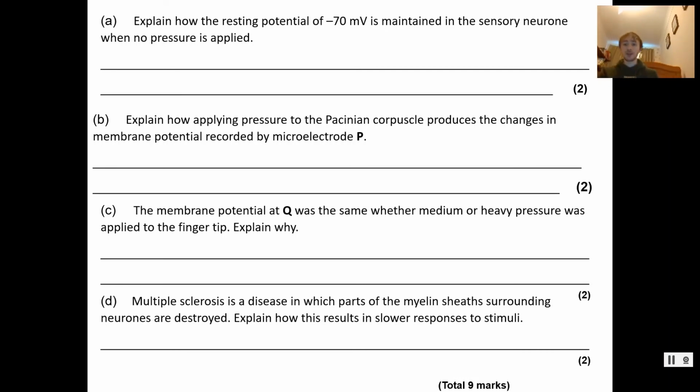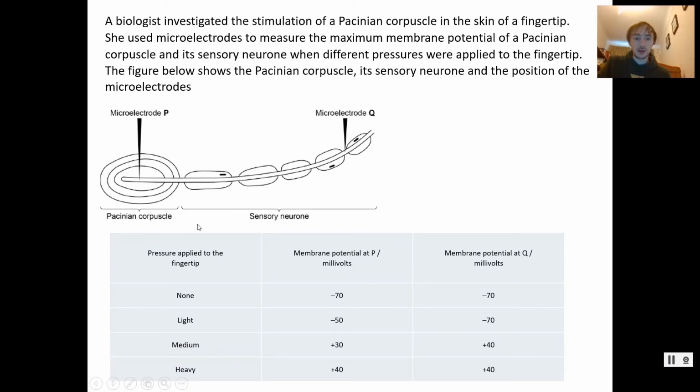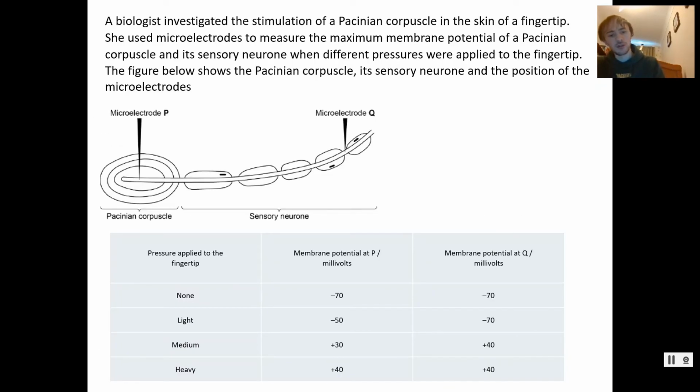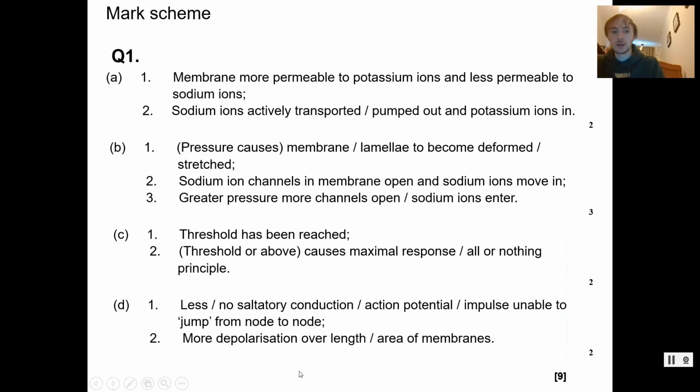Explain how applying pressure to the Pacinian corpuscle produces the change in membrane potential. So basically, why do we get a membrane potential change when we press the Pacinian corpuscle? Well, the idea that the pressure caused the membrane or the capsule to become deformed or stretched. The sodium ion channels in the membrane open and sodium ions move in. That's a mark. And greater pressure means more channels open and sodium ions enter. Now that's important because from our results we can see that the membrane potential increases as we press harder and harder. So the more pressure, the more channels open. You have to say that. It's important.